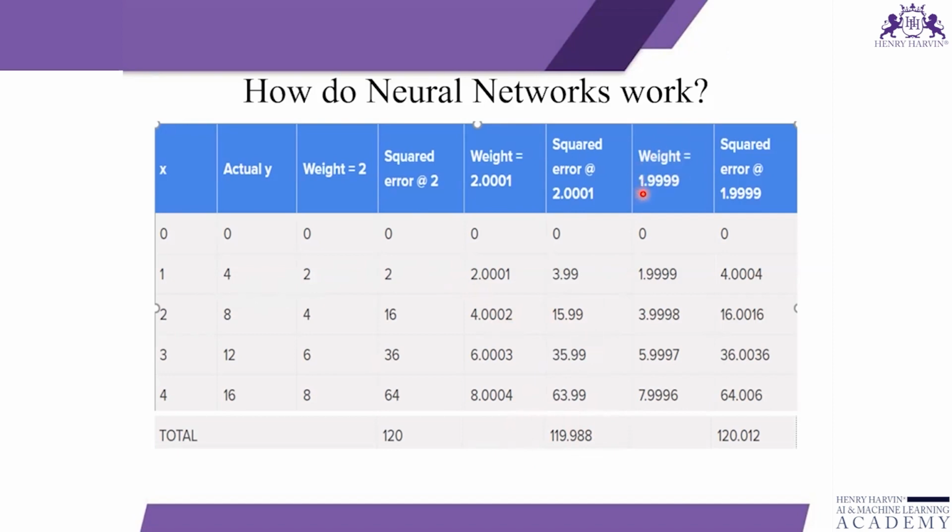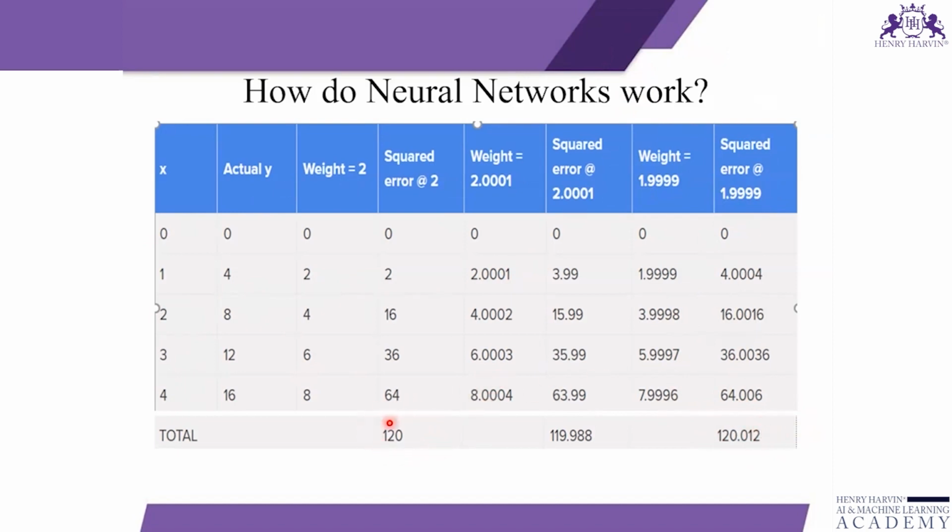Now the weight is reduced from 2 to 1.9999. The predicted value of Y is calculated again: 1.9999 into 0, into 1, into 2, into 3, into 4. What is the next step? Yes, you're right, we have to find the squared error now. The squared error is calculated and the total is 120.012.